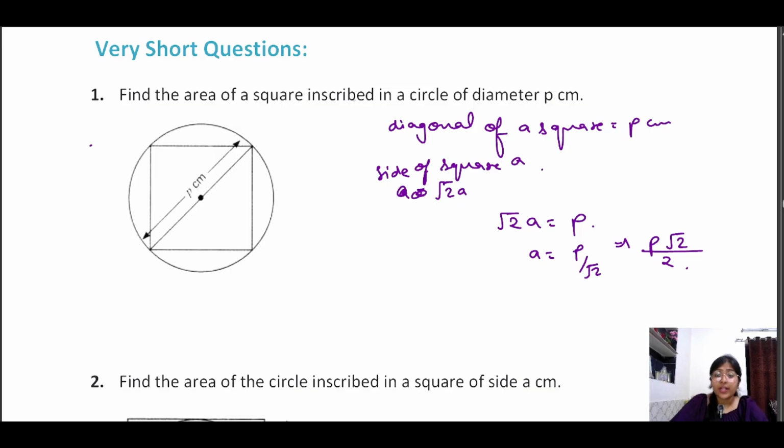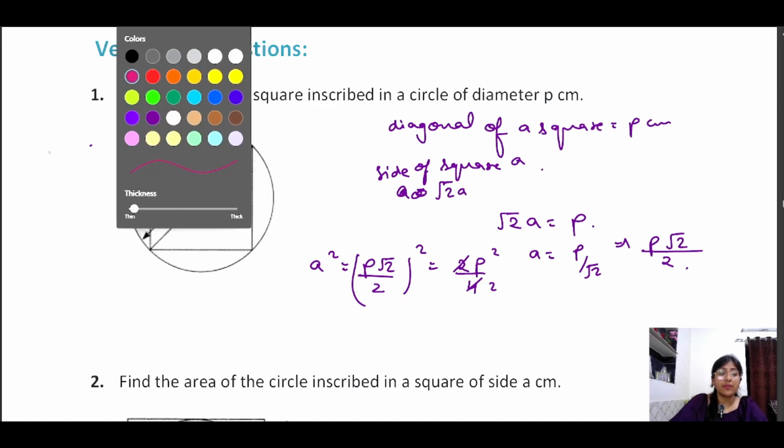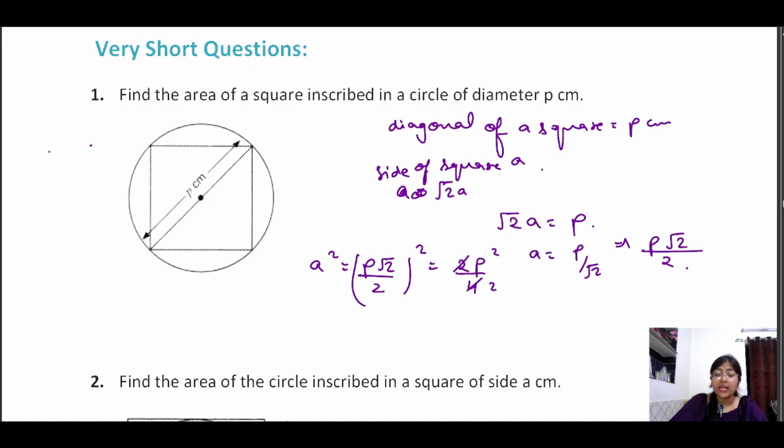Yes. Okay, we need to find out the area. Area is the square of the side. So the area will be a square, that is p root 2 over 2 whole square. So it is going to be 2p square over 4, that is p square by 2. This is the area of the square. So the correct answer of this question is, the area of the square is p square over 2. Okay, learners, and the unit will be centimeter square.